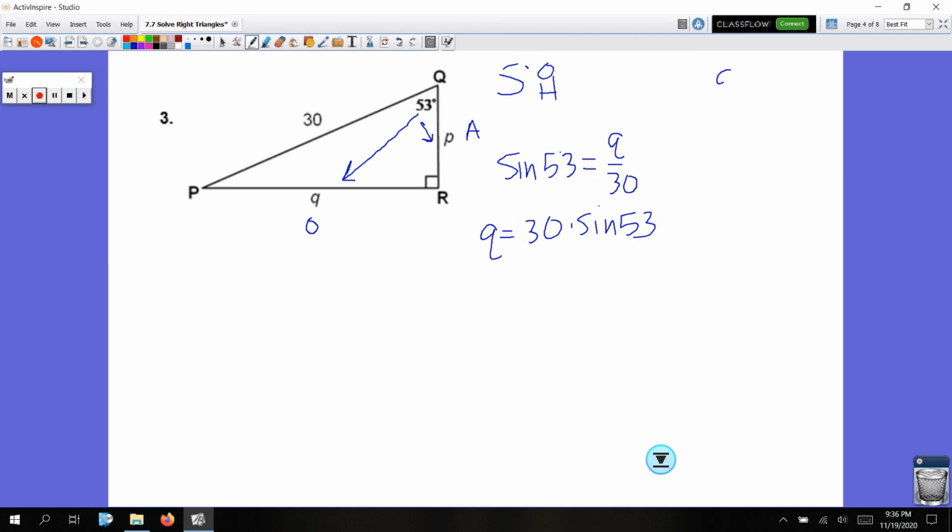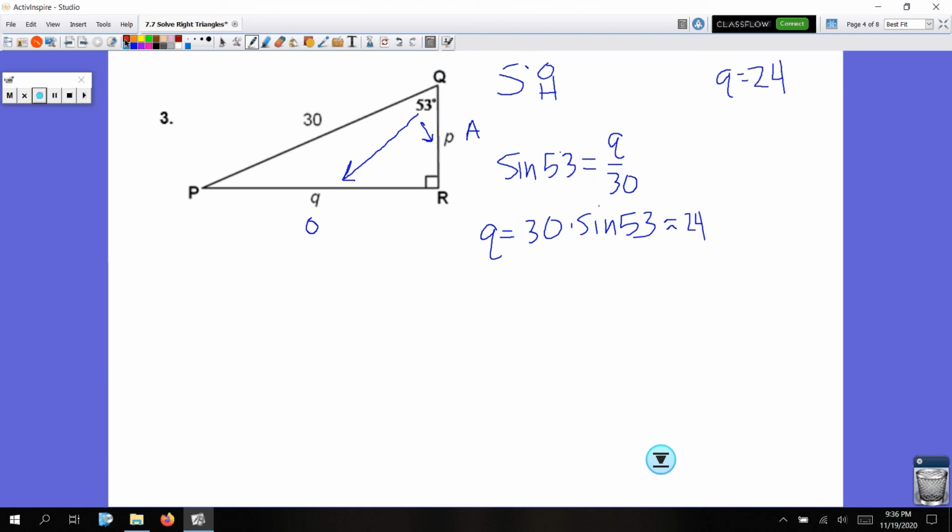All right, so I'm just going to write Q equals. Here we go. Let's plug it in. So 30 times sine of 53 is 23.96. When I round to the nearest tenth, that makes this number go to 24. So this is 24. So that side length is 24.